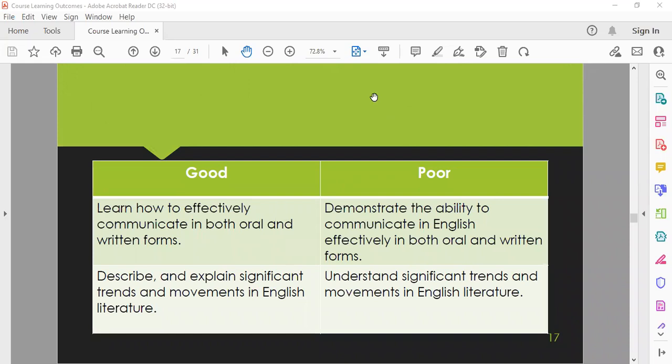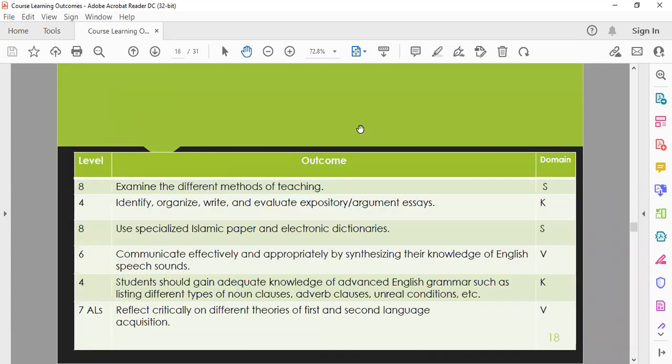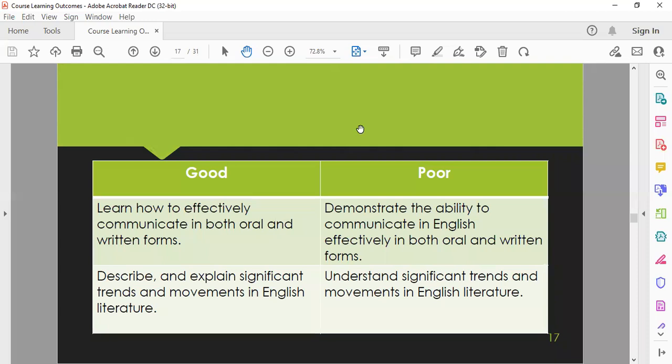Brother Adil, you can go to the attributes that we have mentioned here: student-centered, measurable, concise, meaningful. Yes, it's student-centered, because it shows the students' ability to describe the trends, and they can explain it at the end of the course. Describe is quite measurable, and it's all according to Bloom's taxonomy, as I believe. That's why I think it's the best. Thank you, brother.